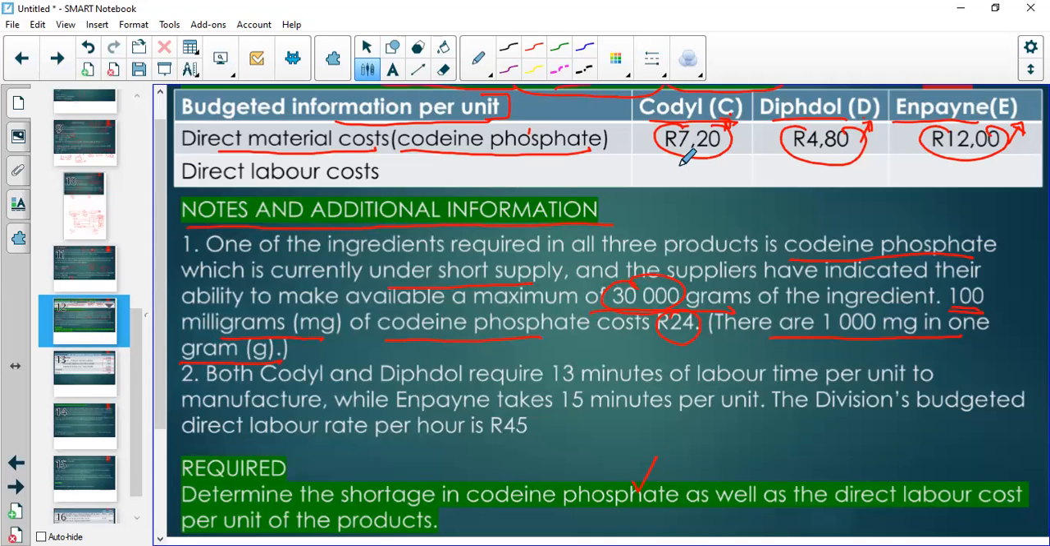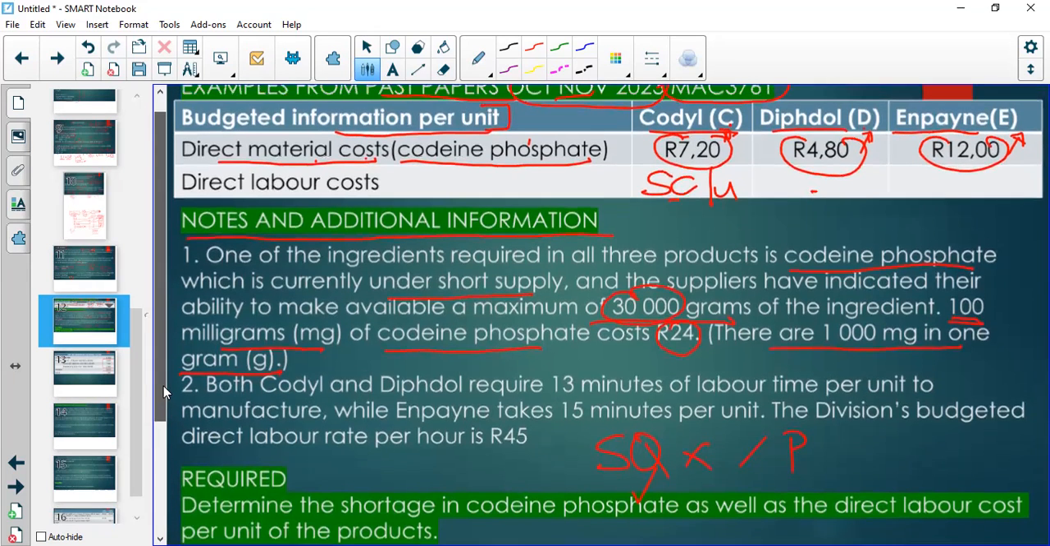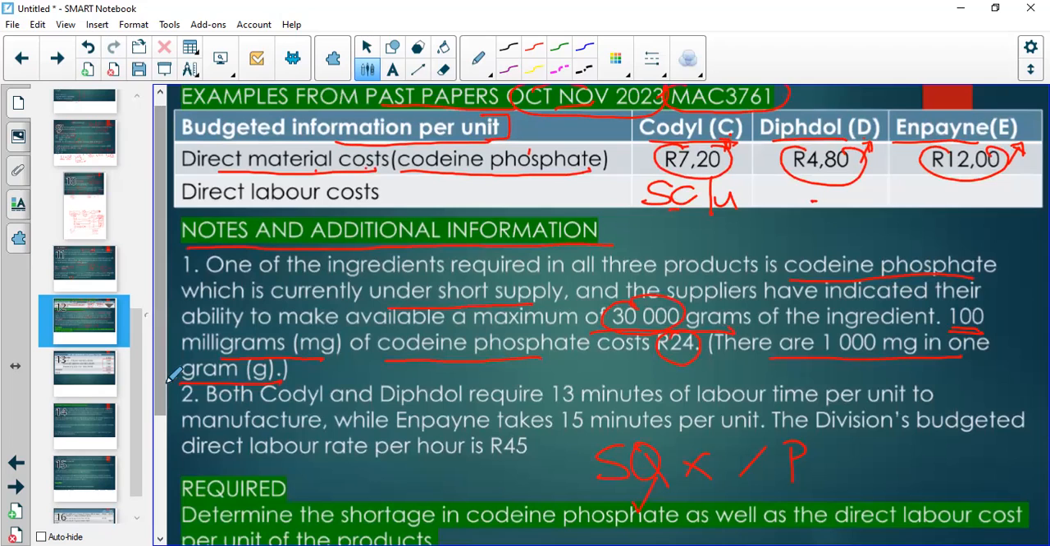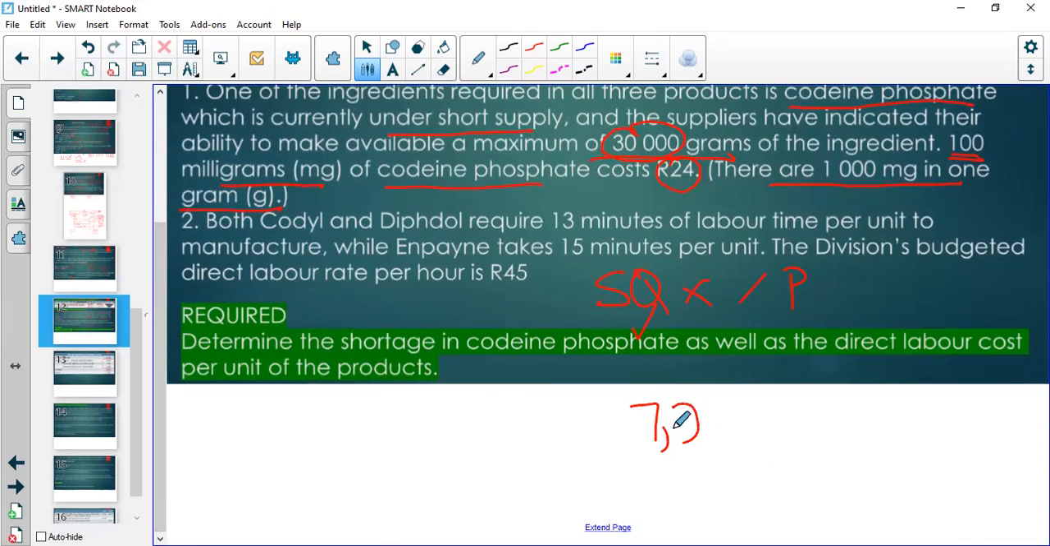So this is the standard cost per unit, the direct material cost per unit. What we need now is the standard quantity and the standard price. It's going to be very easy. What I'm going to do is write this down somewhere here. So I have 7 Rand 20, 4 Rand 80, and 12 Rand. This is the standard cost per unit.